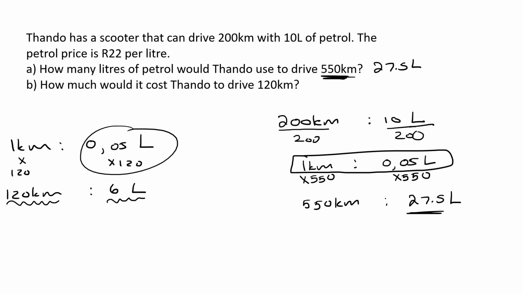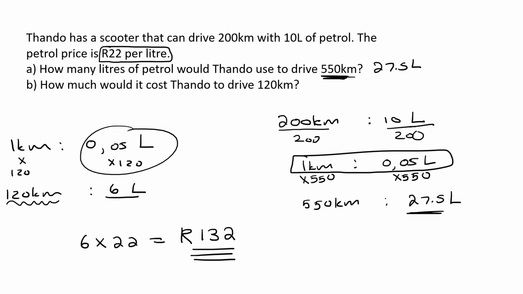Now we also know that the petrol price is 22 Rand per liter. So we have 6 liters. So we could say 6 multiplied by 22. And so it's going to cost him 132 Rand to be able to drive 120 kilometers.